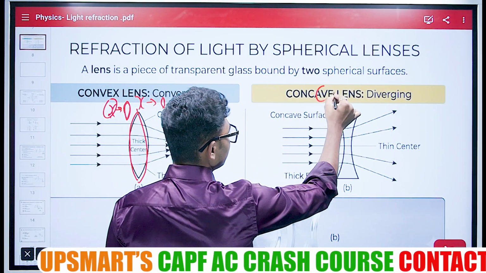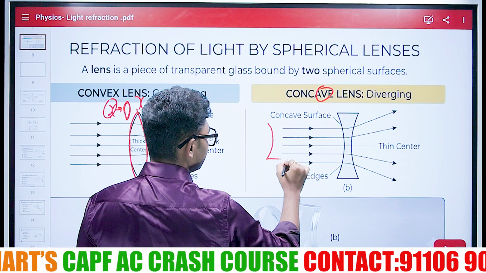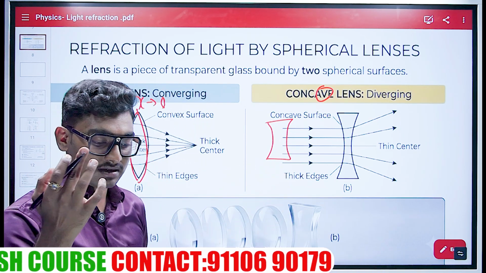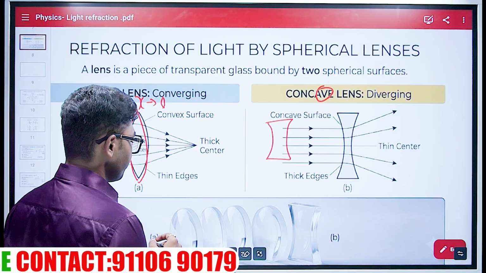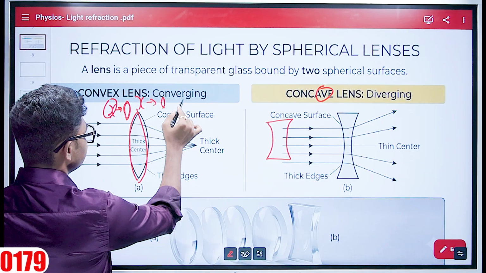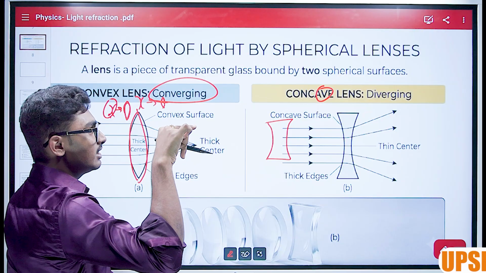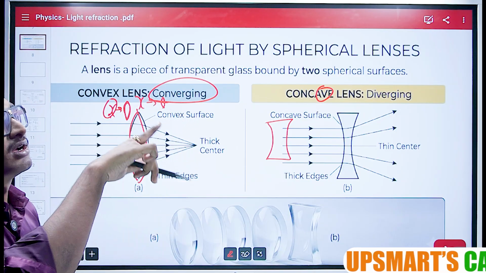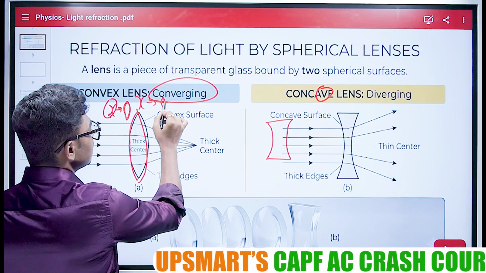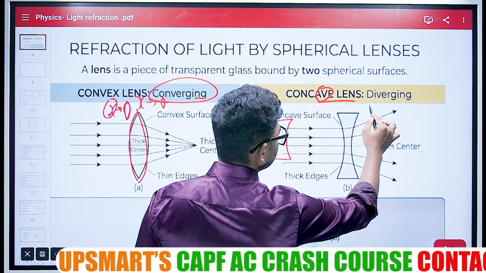Concave, cave comes last, but it is like this, opposite. In lenses it is opposite. In mirrors it is the same. Here the basic thing is converging. Concave mirror, converging. Convex mirror, diverging. Here convex lens, converging. Concave lens, diverging.